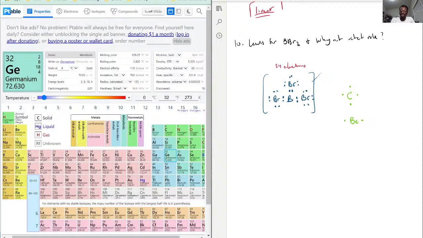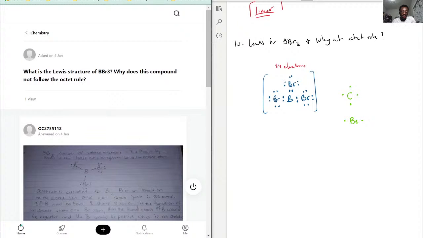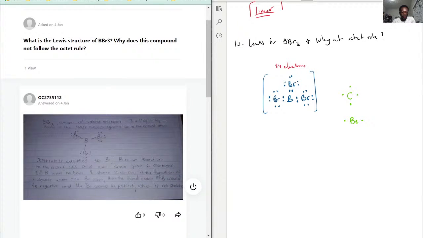This is going to be the Lewis structure for boron, well, I guess it would just be boron bromide, because boron is technically a post-transition metal. So that's what we have here. That's actually what we see in the picture as well. So the octet rule is satisfied for the bromine, but boron is an exception because it only has 3 electrons that it was able to share. So it only has 6 electrons total.